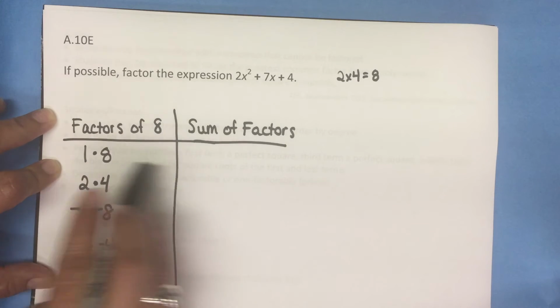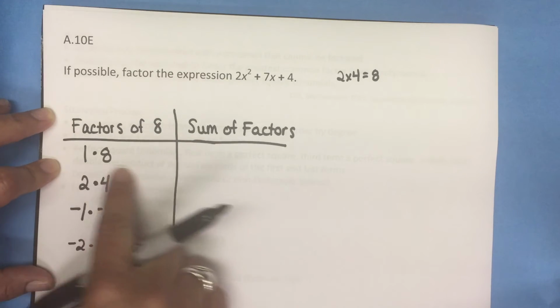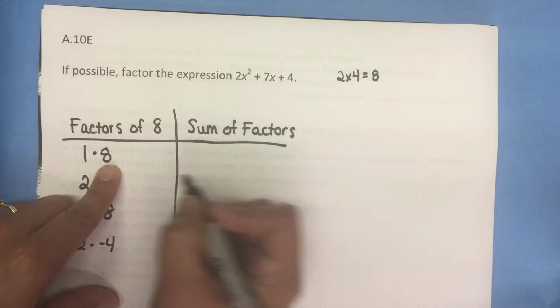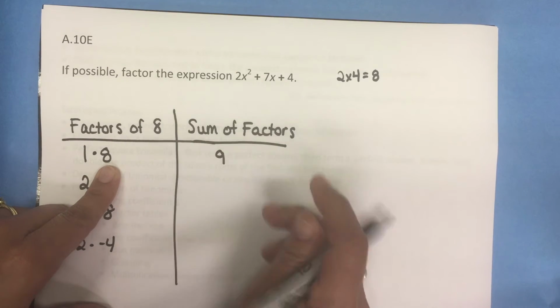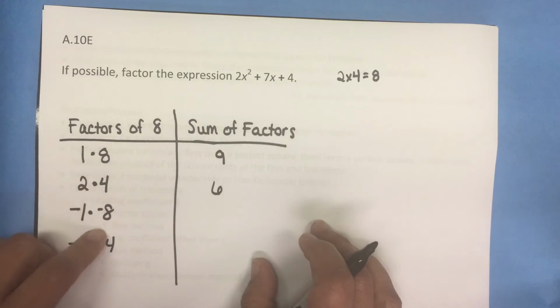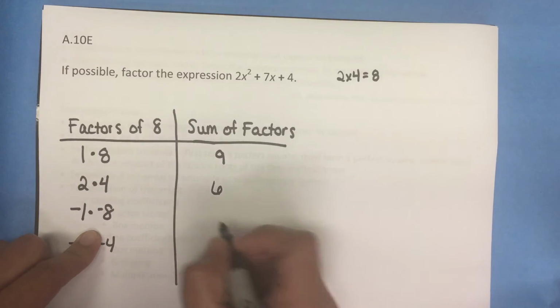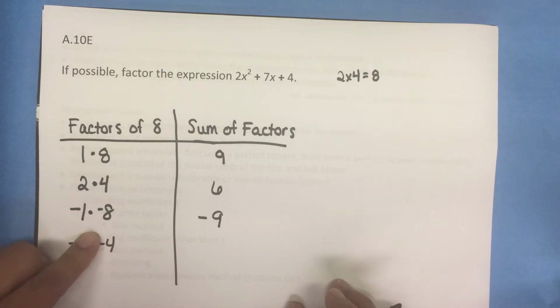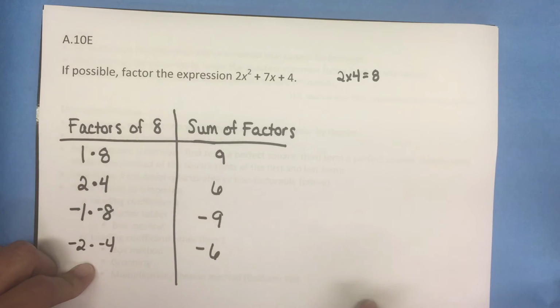So now we're going to list the sum of these factors. So what is the sum of 1 and 8? Well, 1 plus 8 would be 9. The sum of 2 and 4, 2 plus 4 would be 6. The sum of negative 1 and negative 8, that would be negative 9. And the sum of negative 2 and negative 4, that would be negative 6.